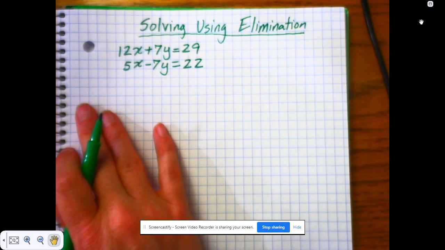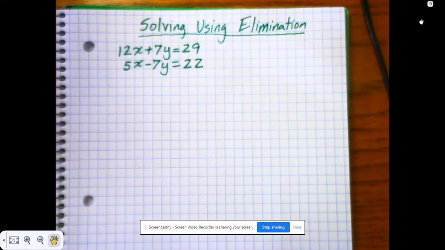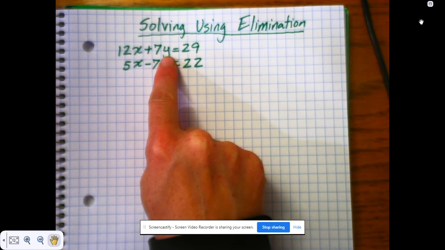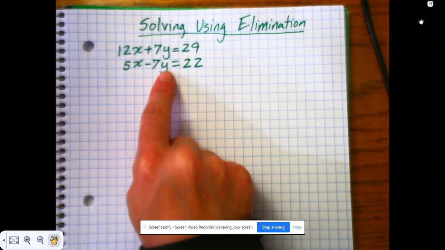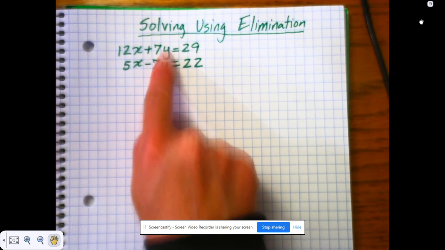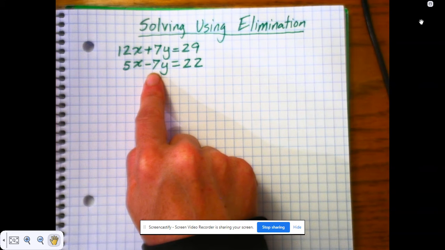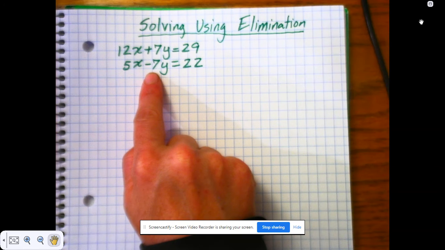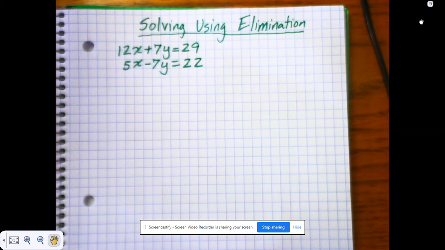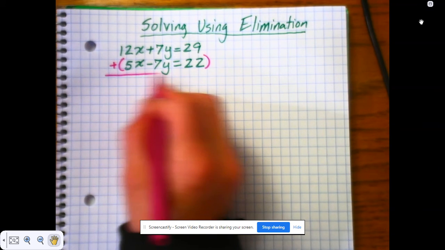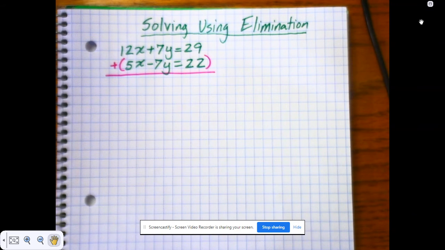So when I'm doing elimination, my goal is to eliminate or cancel out a variable. When I look here, I see that I have a positive 7y and a minus 7y. Since these are like terms, they can combine through addition or subtraction. And if I add them together, because one is positive and one is negative, they will be 0. 7 plus a negative 7 is 0. So 7y plus a negative 7y will be 0y's, or cancel out. So if I add these two equations together, my y will be eliminated.